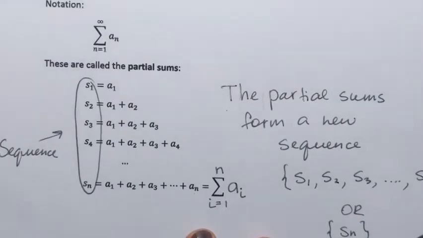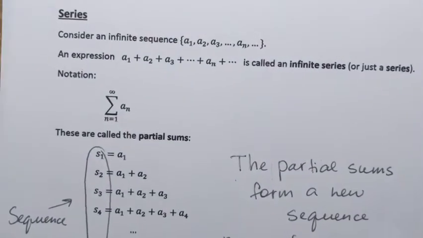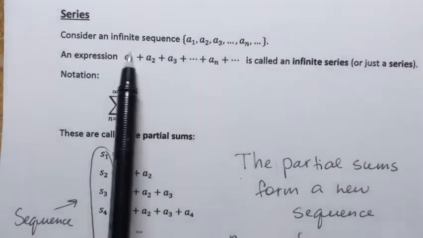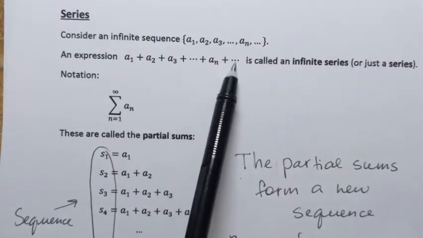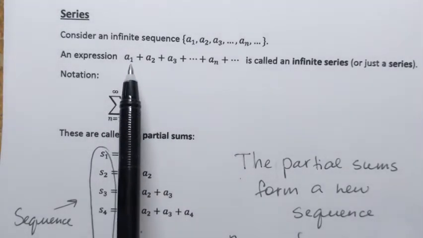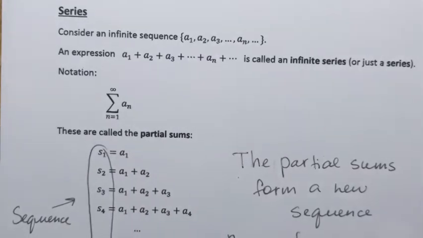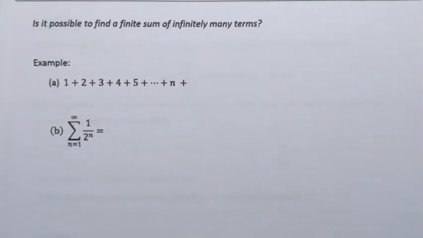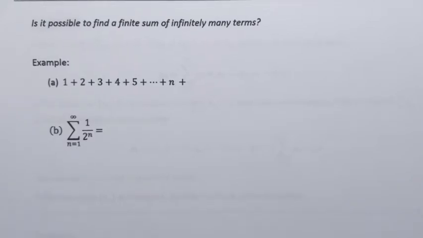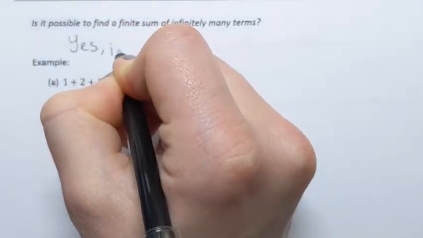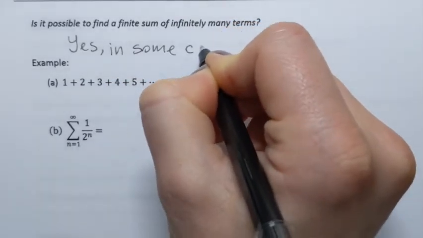And now here's the question. If we look not at the partial sums, but the entire infinite series, or the sum of all terms of the infinite series, can that ever be equal to a finite number? If we keep adding infinitely many numbers, can that be equal to a finite number? Well, that's a good question to consider. Here it is. Is it possible to find a finite sum of infinitely many terms? And the answer is that yes, in some cases it is possible.